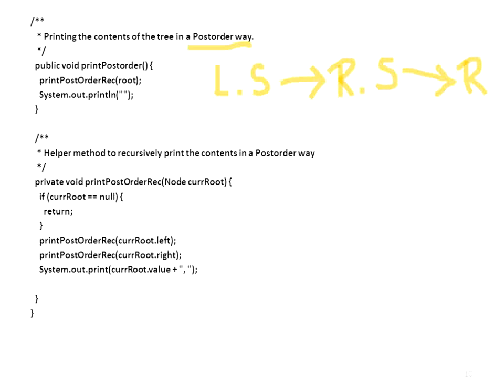So in this traversal, the left subtree of the given node is traversed first, then the right subtree of the given node is traversed, and then the value at the given node is printed. This process is applied recursively on all the nodes in the tree, until either the left subtree is empty or the right subtree is empty. So we have created a helper method to recursively print the contents in post-order.